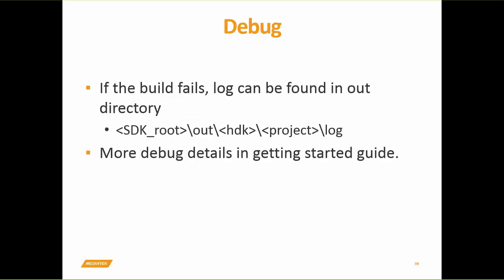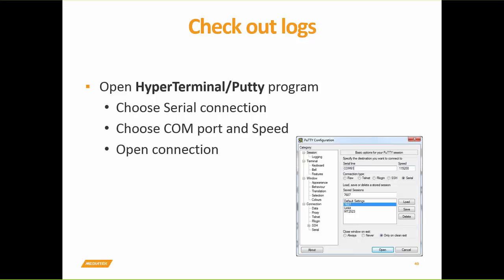As I said, if a build fails, it's very good to have a look at the out directory. In the project log folder, you get all the details why. But there's also a much more detailed instruction on how to get debug up and running in our Getting Started guide. So please go to our labs website and download all the documentation. It's very extensive and it's very good. Okay. Yeah, we just checked the logs in our Hyper terminal.